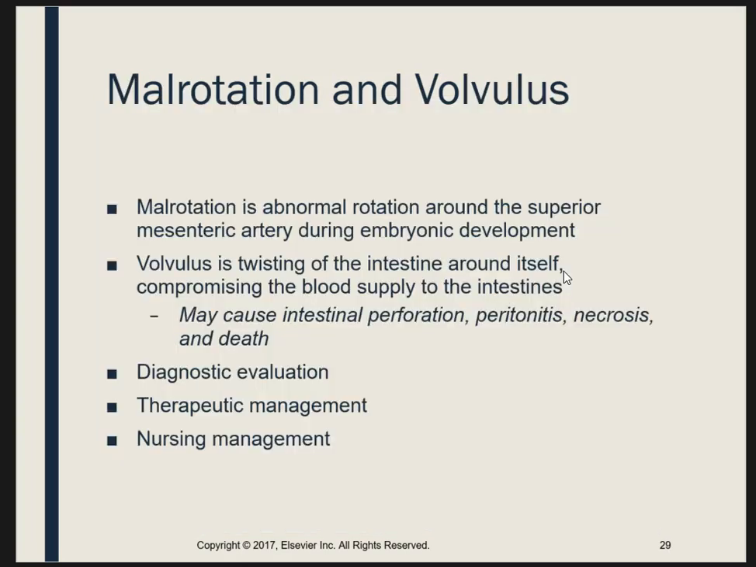All right, malrotation and volvulus. So a malrotation is obviously what it sounds like, an abnormal rotation, and this is going to be around the superior mesenteric artery during actual embryonic development. Volvulus is twisting of the intestine around itself, and so any kind of twisting of an intestine, we're talking about compromising the blood supply to the intestines, with all of these things being possibilities then.